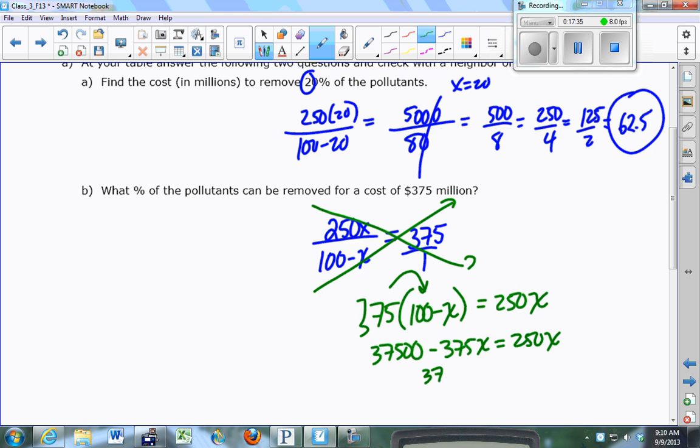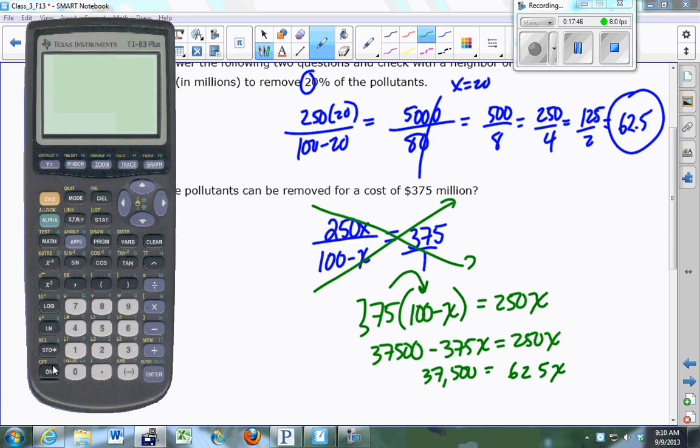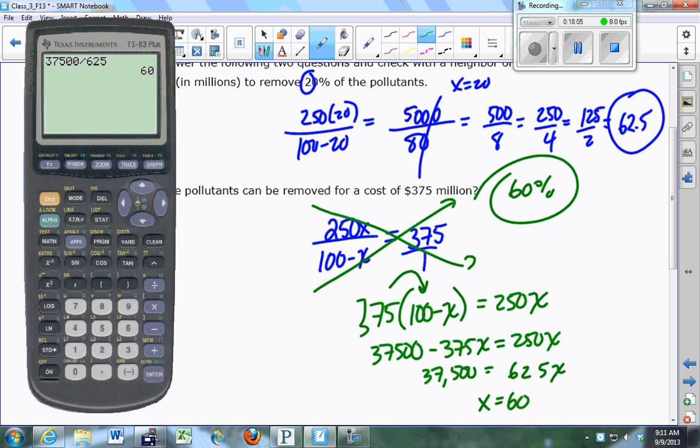So 37,500, you add 375x to both sides, that's 625x. And now you divide, I don't want to do that in my head. Now you divide 37,500 by 625, and we get 60%. So 60% of the pollutants for 375 million.